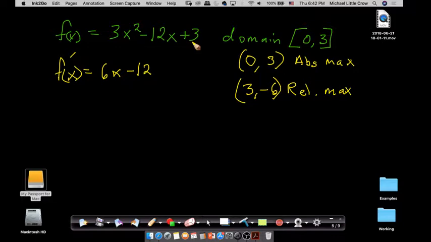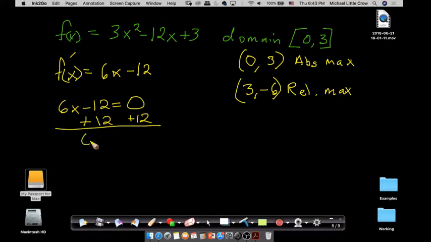So there's our derivative. To find where a minimum or maximum is using the derivative, we just set it equal to 0 and solve. So we take our derivative, 6x minus 12, set it equal to 0. So we're going to add 12 to both sides, solving for x.